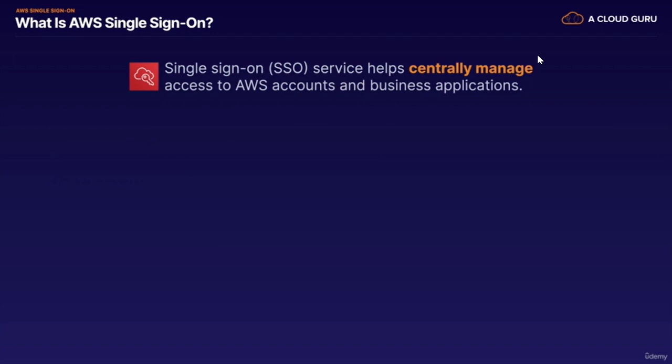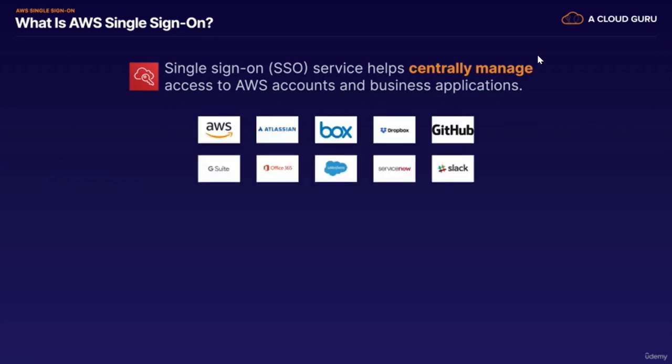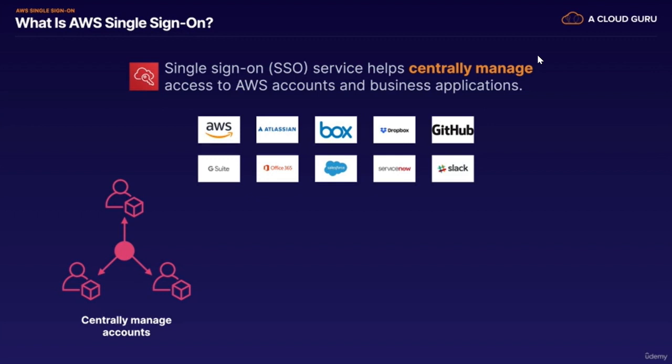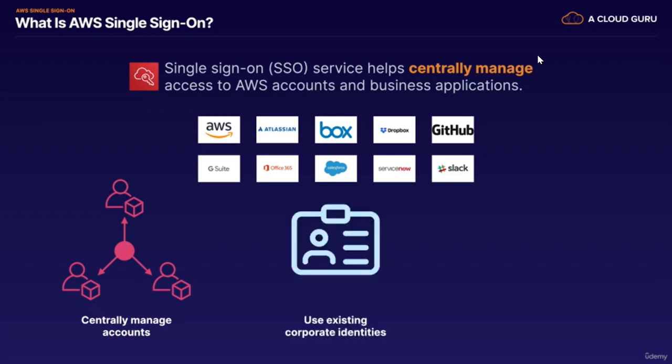Single Sign-On, or SSO, is a service that helps centrally manage access to AWS accounts and business applications. So these can be third-party applications like Office 365, Salesforce, Dropbox, GitHub, and so on. This is just a small sampling of the ever-growing list of business applications that integrate with AWS SSO. So in addition to being able to centrally manage your accounts, you can sign into AWS accounts and third-party accounts in one place using the AWS SSO portal with your existing corporate identities.